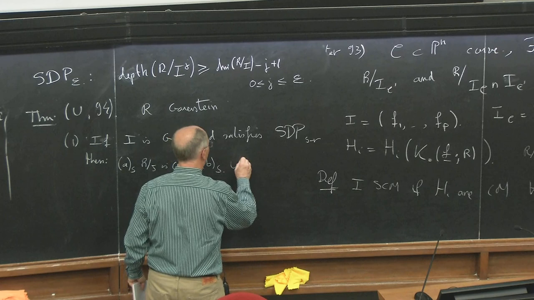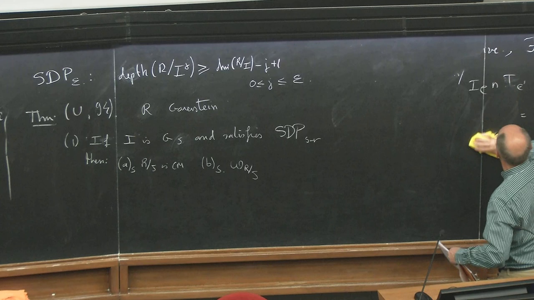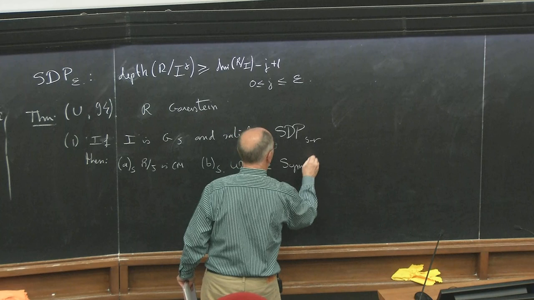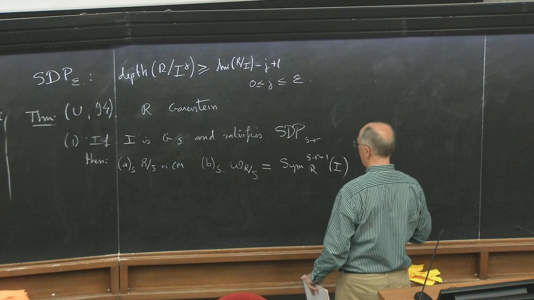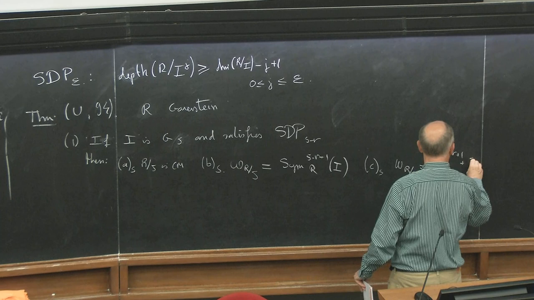The canonical module of R mod J is, oh, I should erase something here. Is, and I think it's the first time I explain this. So is what is known now to be the expected one. So this should be the S minus R plus 1 symmetric power of I. And the third thing, CS, is that in fact omega of R mod J has to be I to S minus R plus 1 plus J mod J if it is geometric.